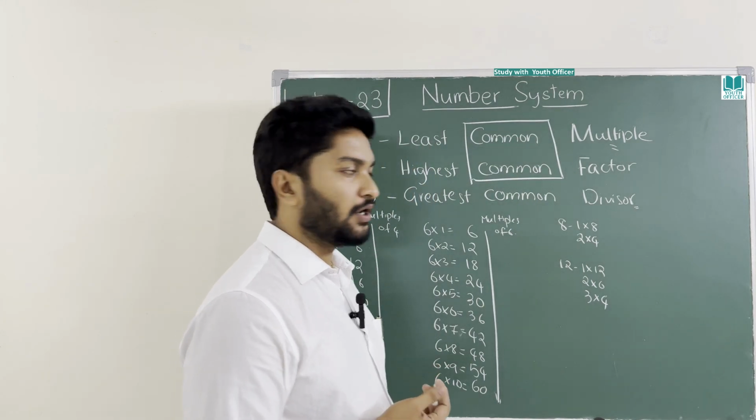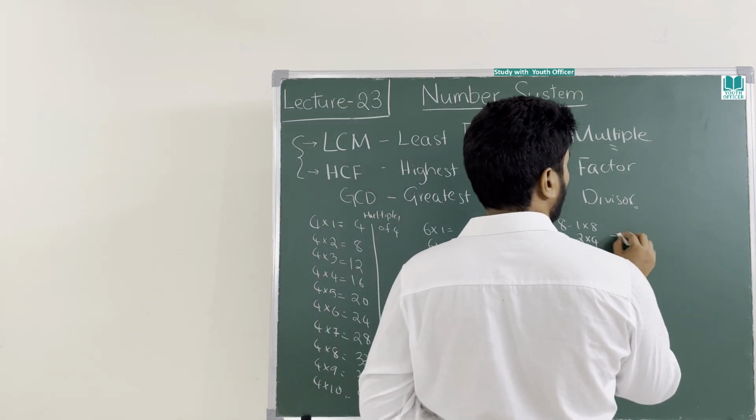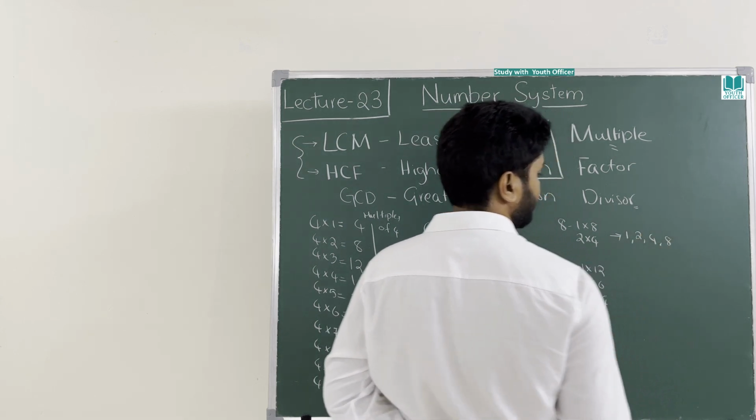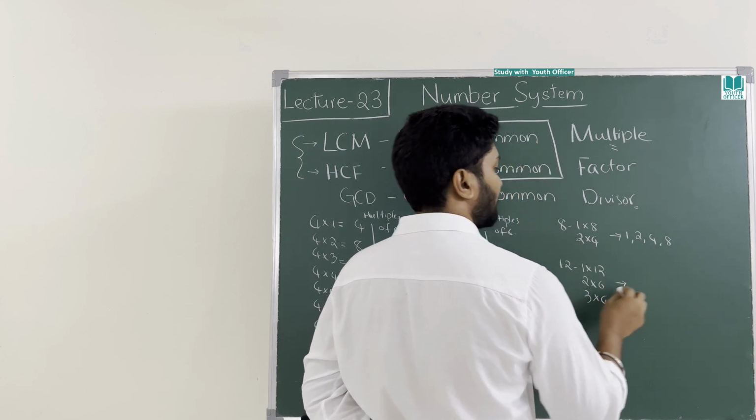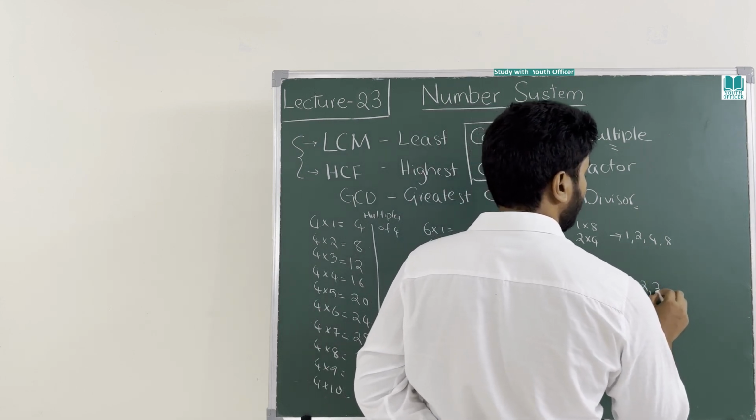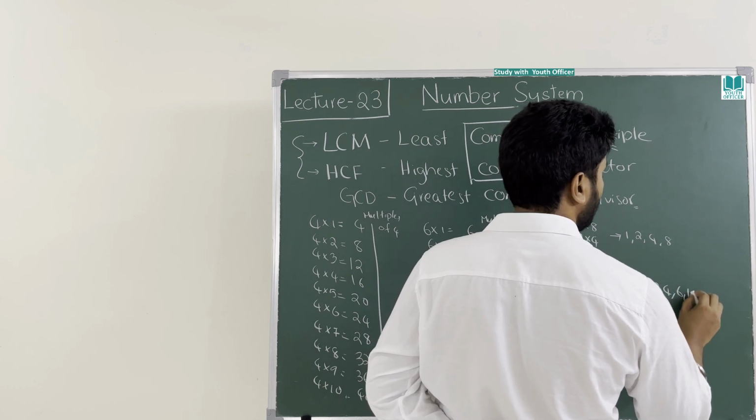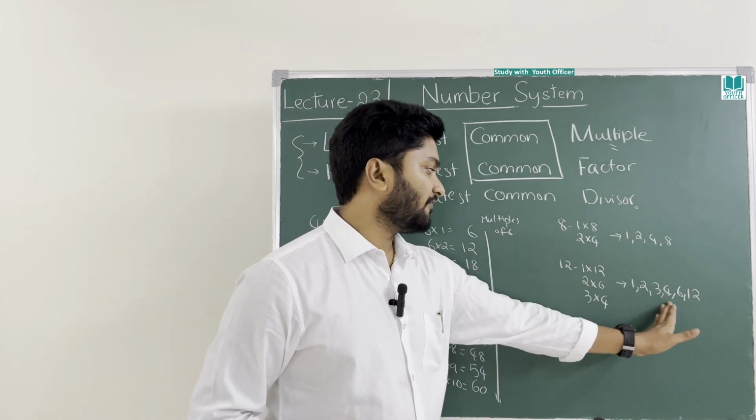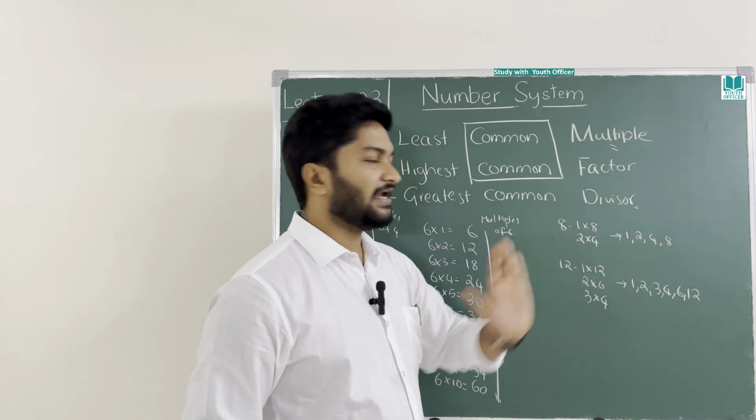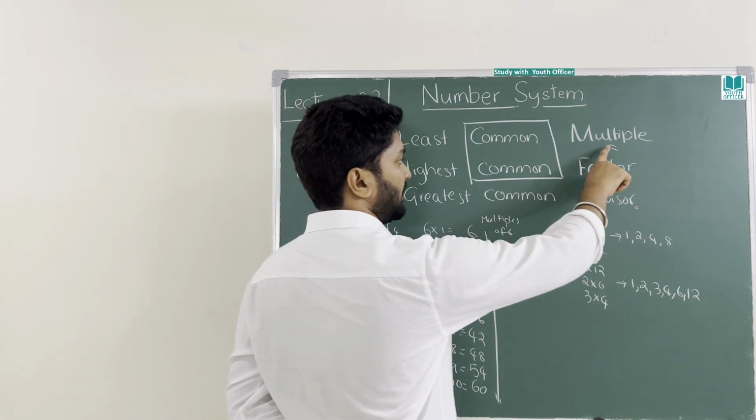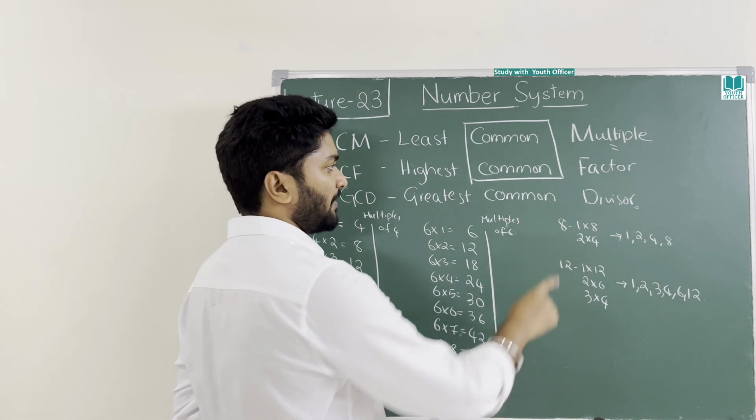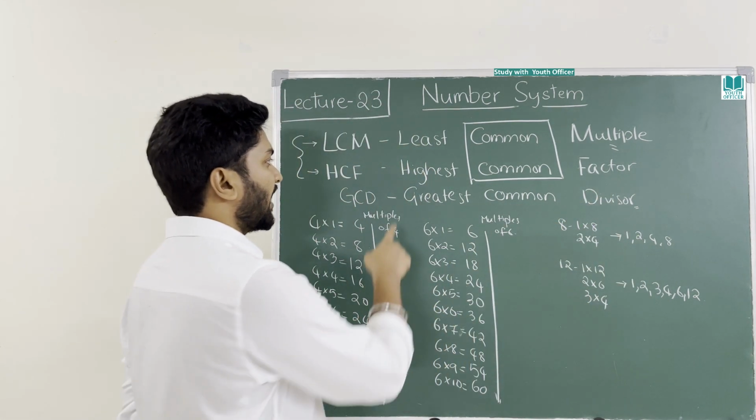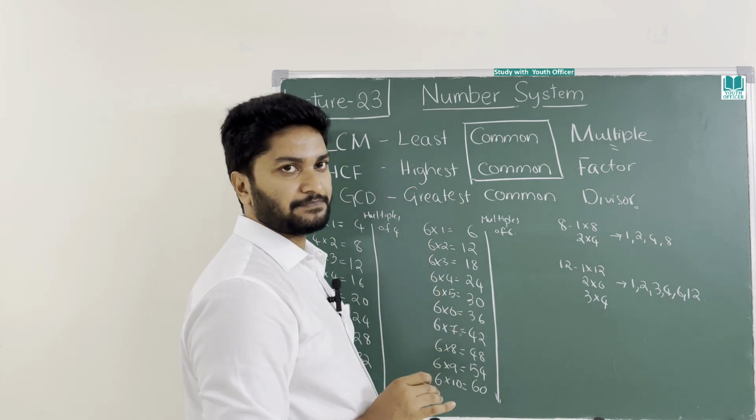Any more methods? No. Now, what are the factors of 8? 1, 2, 4, 8. What are the factors of 12? 1, 2, 3, 4, 6 and 12. These are factors of 12. These are factors of 8. Now you know what is a multiple and what is a factor as well. Sometimes factors can be called as divisors also. Okay, so highest or greatest both are one and the same.